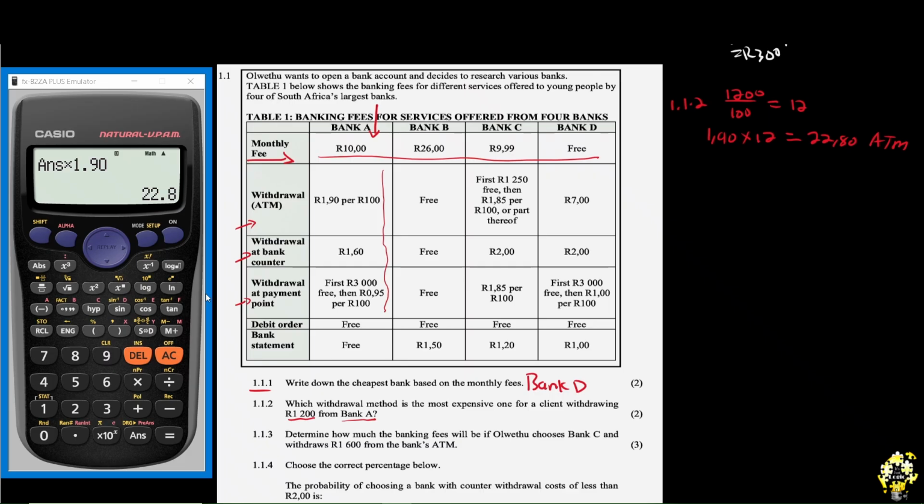Secondly, withdraw at a bank counter. So at a bank counter, you just pay like 1.60. So already this is cheaper than the first one. So there is no need for us to write it. Withdrawal at a payment point.